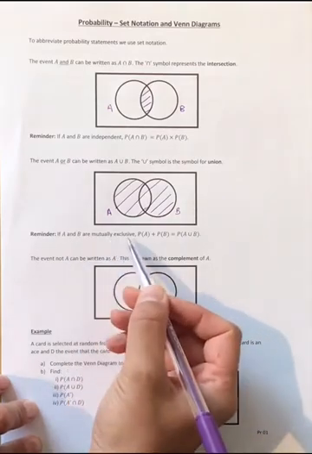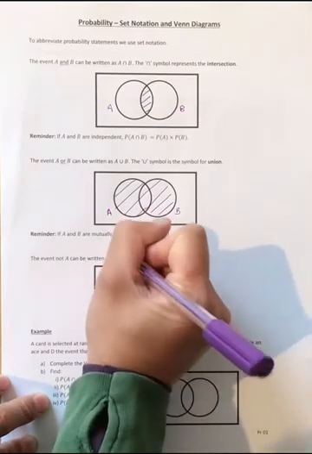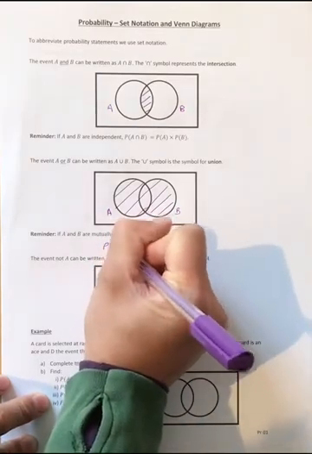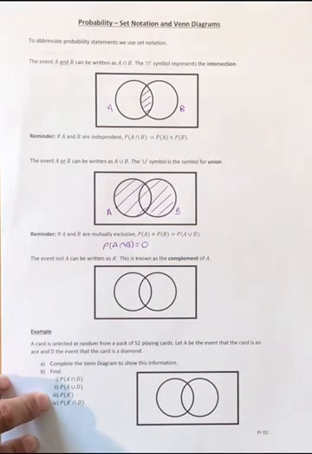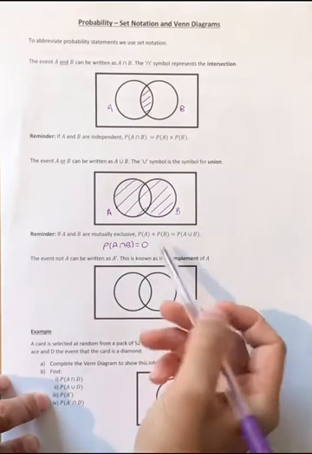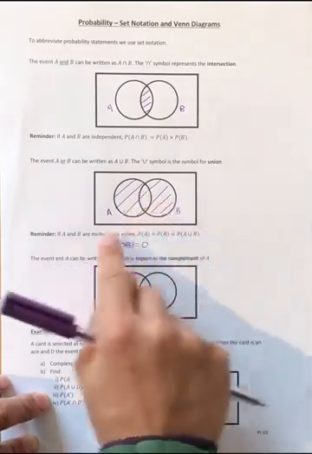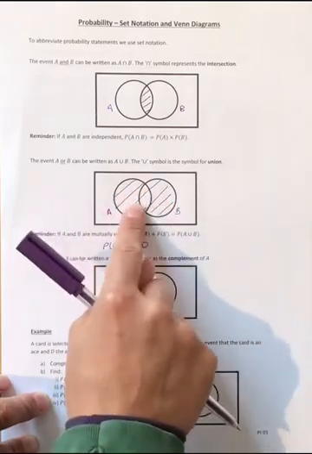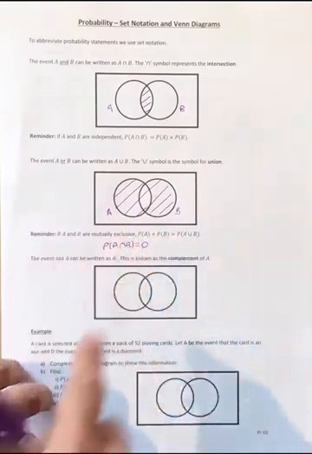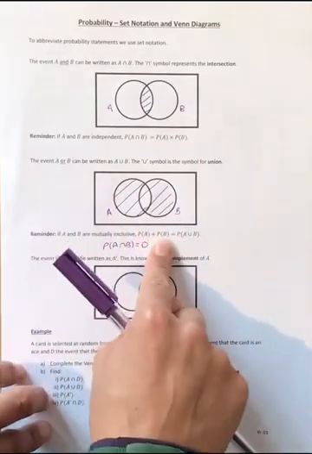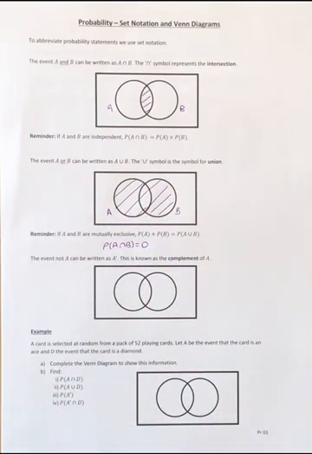Remember, if A and B are mutually exclusive, it means they can't happen at the same time. So it would mean that A intersect B doesn't exist. The probability is 0. So this bit would be empty. Sorry, the probability of A plus the probability of B is the same as the probability of A union B.